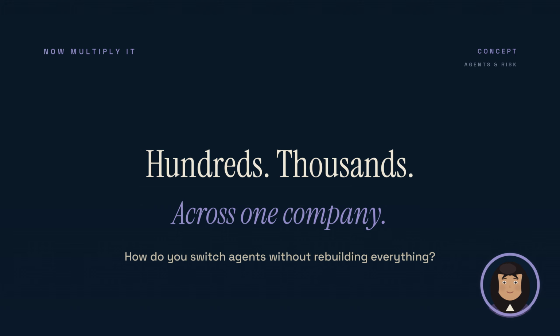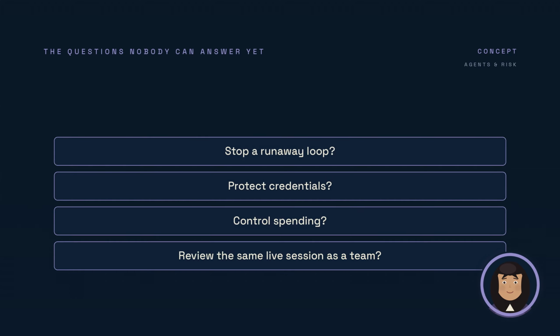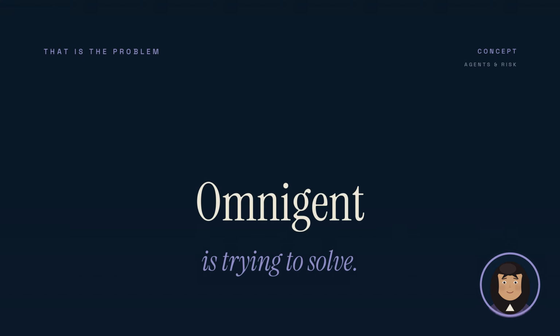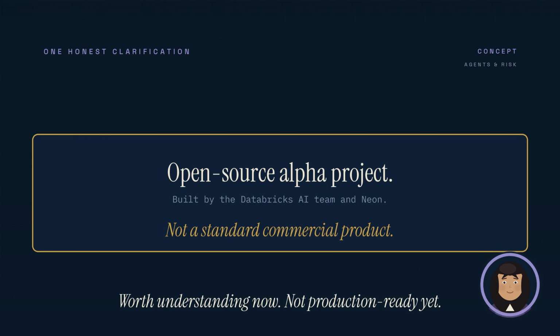How do you switch between agents without rebuilding everything? How do you stop a runaway loop, protect credentials, control spending, and let teams review the same live session? That is the problem Databricks Omnigent is trying to solve. One quick clarification. Omnigent is an open source alpha project built by the Databricks AI team and Neon. It is not a standard commercial Databricks product.